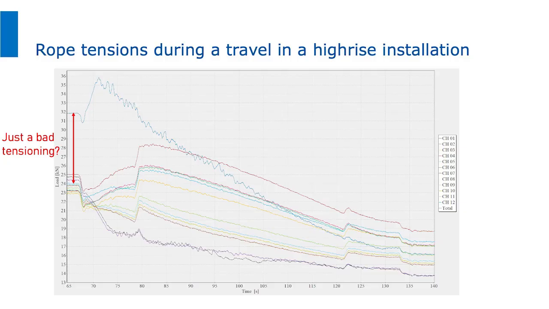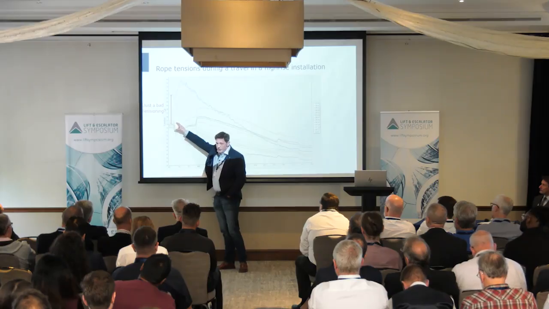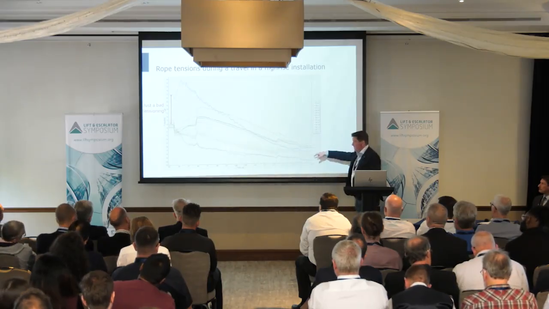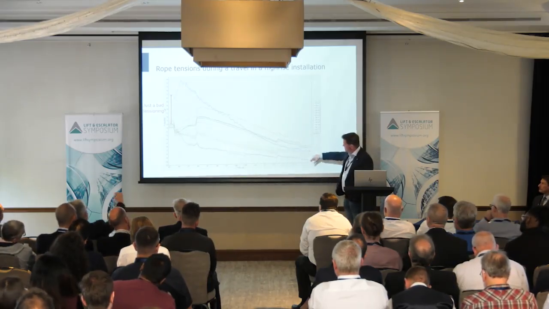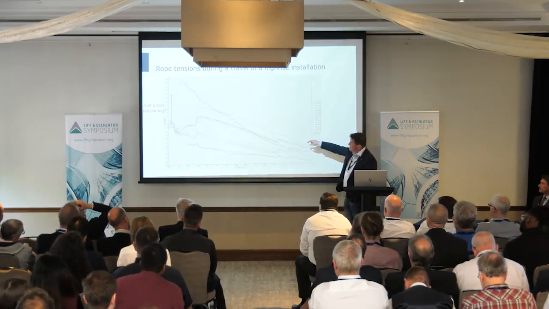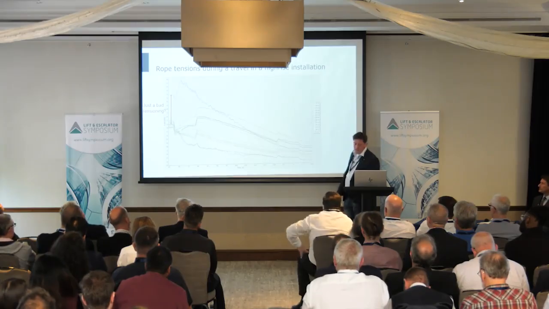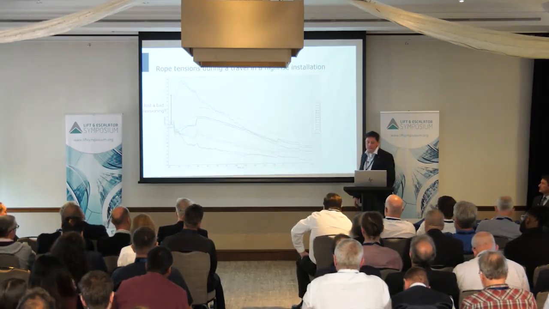Is it just a bad tensioning? So for sure it's not a machine room-less elevator. The technician probably didn't adjust it at the top floor. He probably adjusted at the lowest landing, at the bottom floor, so the ropes are close together. But it makes it very obvious where to adjust this setting.